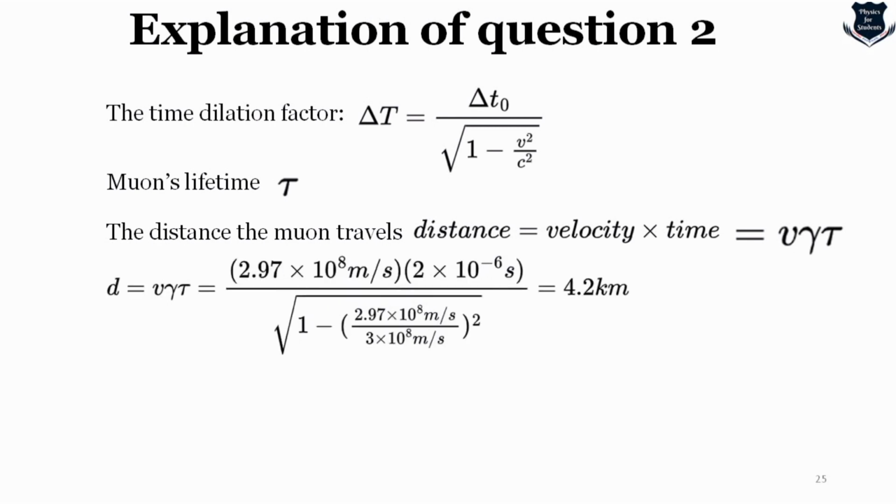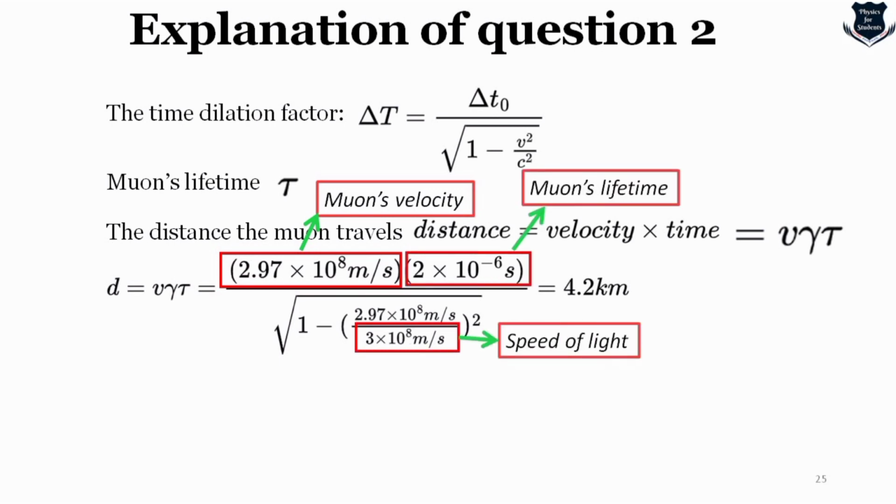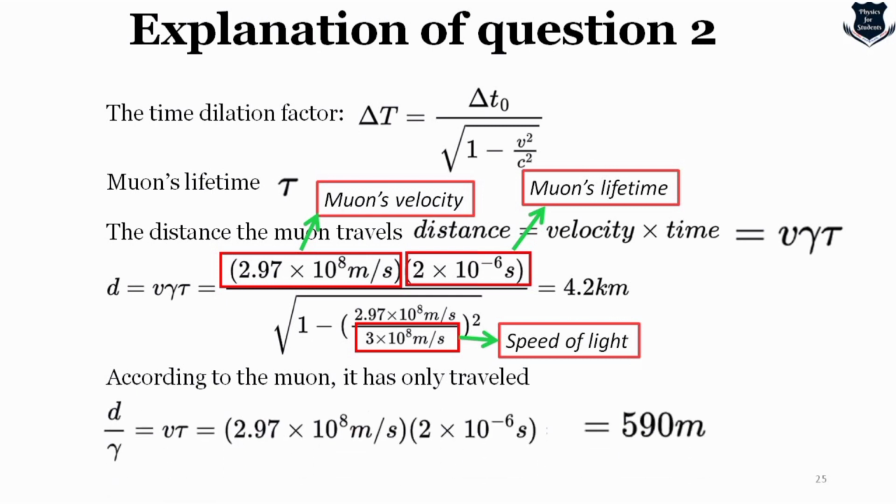So here is a little longer calculation. I've just plugged in the values. This is the muon's velocity, this is the muon's lifetime, and this is the speed of light. According to the muon, if you do the calculation, it has traveled just 590 m. So this is a nice example of muon decay. You will see that special relativity comes with a lot of this kind of problems. So the answer is 590 m.